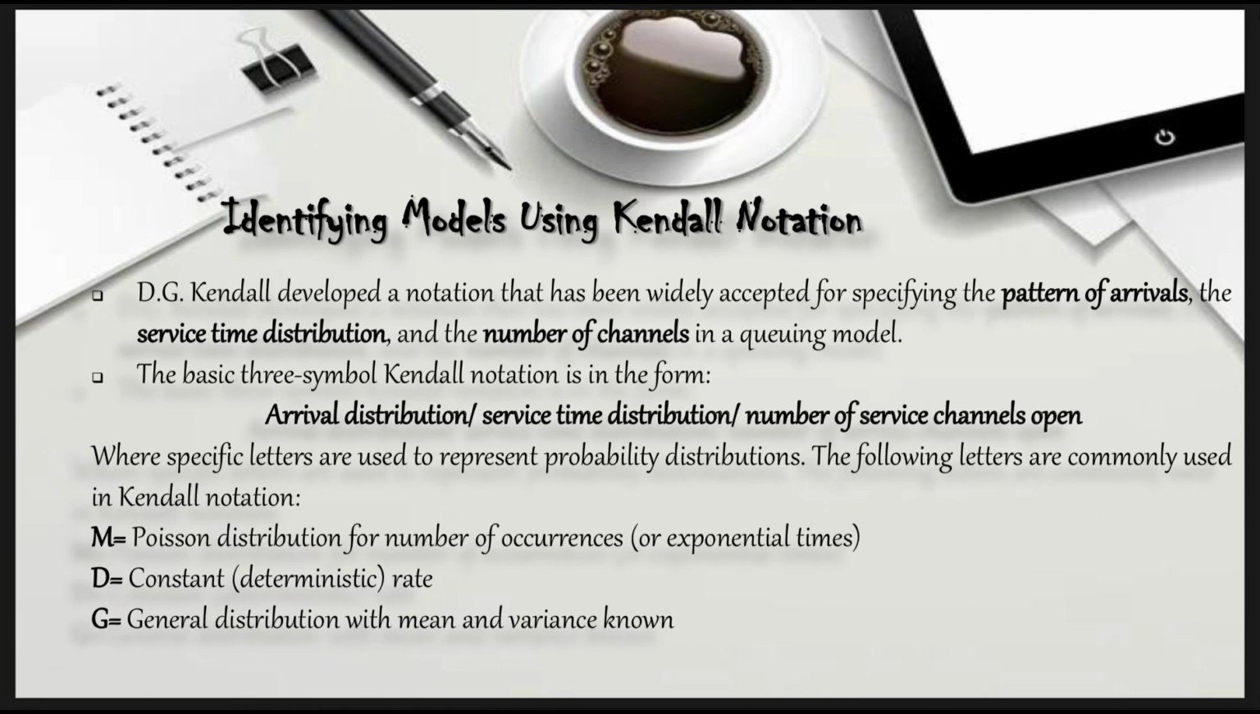Where specific letters are used to represent probability distributions, the following letters are commonly used in Kendall notation. So what are those letters? We have here the M, D, and G. M is the Poisson distribution for number of occurrences or exponential times, D is the constant or deterministic rate, and G is the general distribution with mean and variance known.